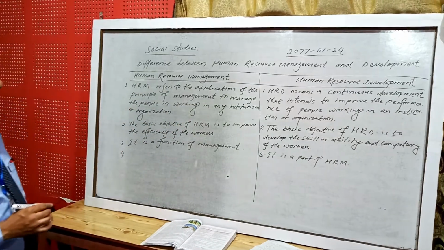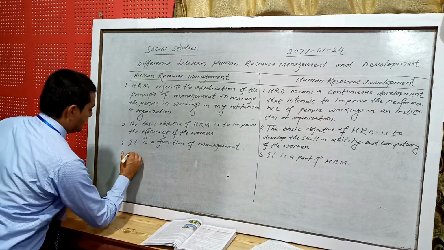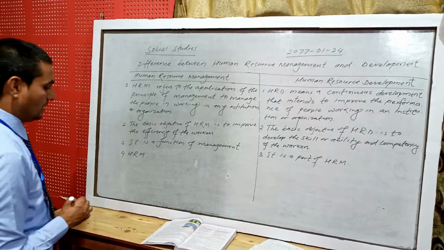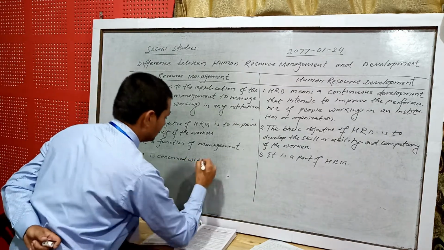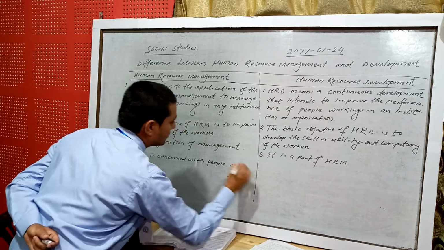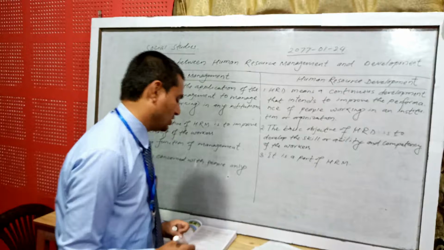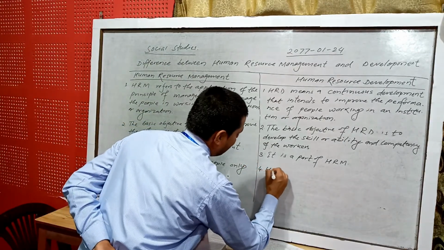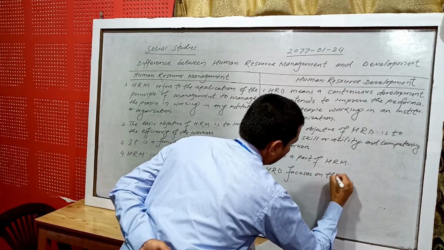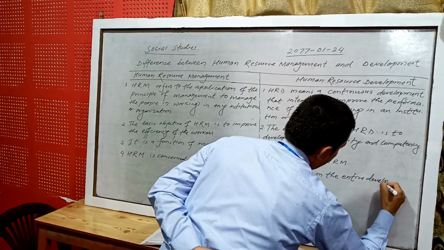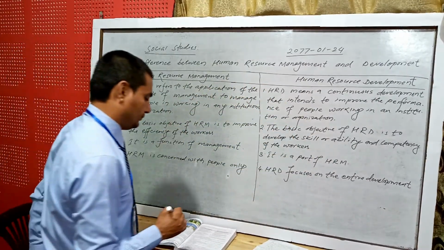Similarly, the final difference between HRM and HRD is that HRM, human resource management, is concerned with people only, but HRD, human resource development, focuses on the entire development of the organization.